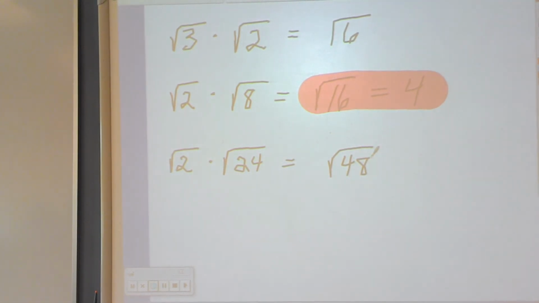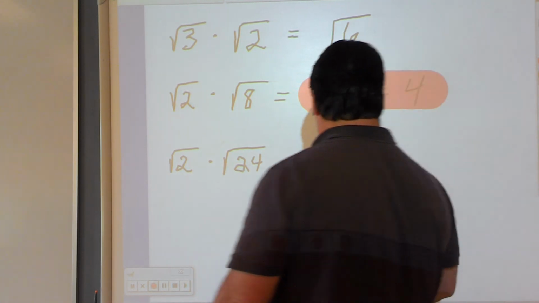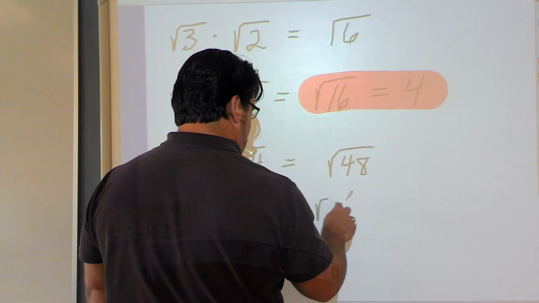You're not finished. Break it up. Well, what would help you here is to know your perfect squares. What's the biggest perfect square that goes into 48? 16. 12 is not a perfect square. 16. 16 times what? 3, Hubert. That's right, class.